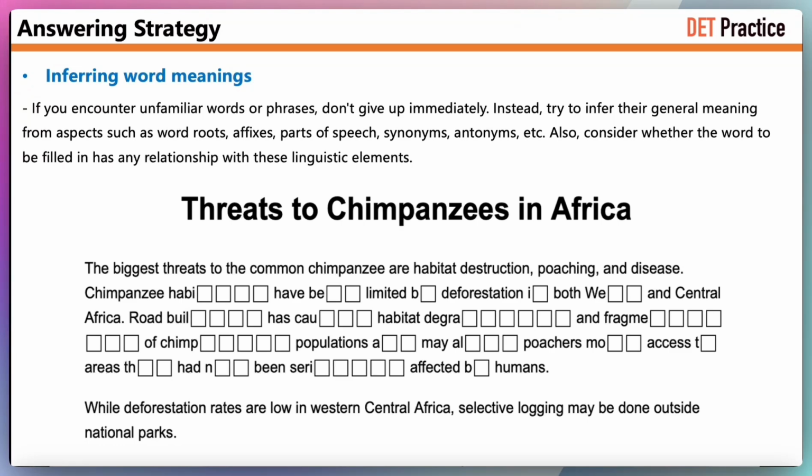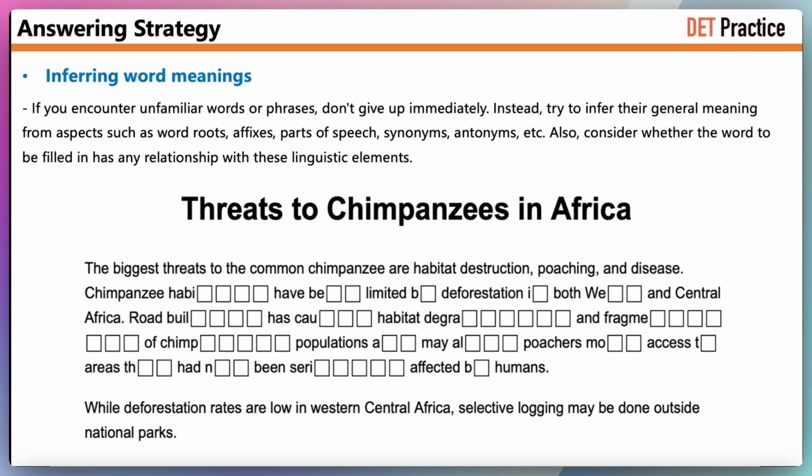Let's look at this example and see how we can approach it. First, the title of the article is Threats to Chimpanzees in Africa. We know threat means danger or risk, but if you don't recognize chimpanzees, you can set it aside for now. Let's try to translate this title. It's about threats to see in Africa. Threats is plural, indicating there's more than one threat. Remember our problem-solving steps? Read first, then fill in the blanks.